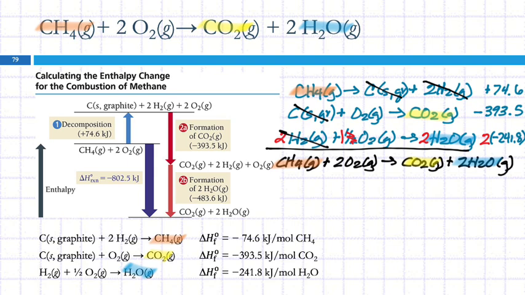So to calculate delta H for that, then we're going to add these things together. So we're going to have 74.6 plus negative 393.5 plus 2 times negative 241.8. So delta H for the reaction is negative 802.5 kilojoules.